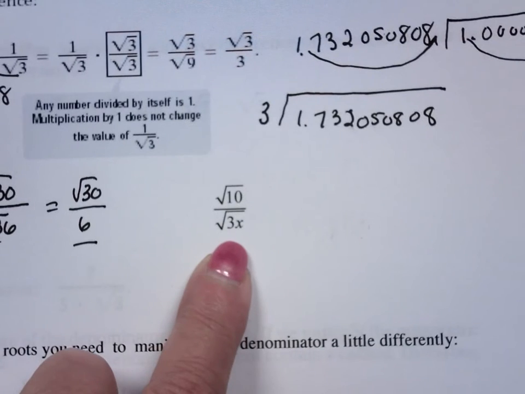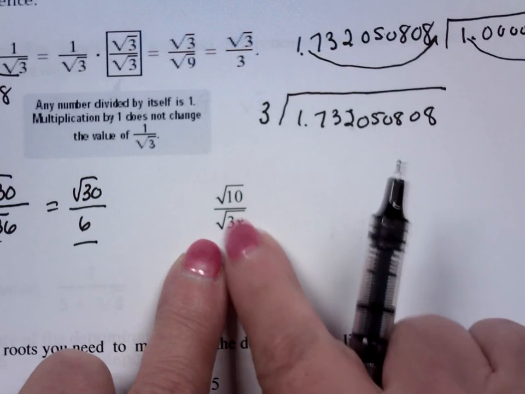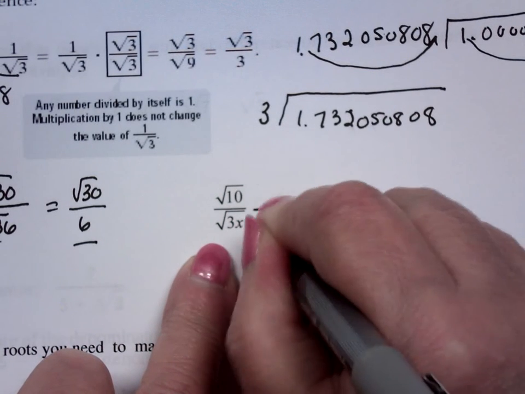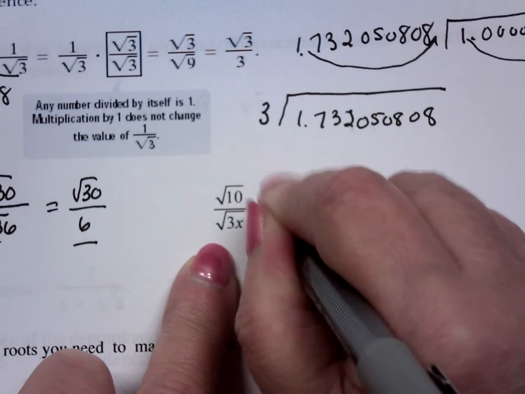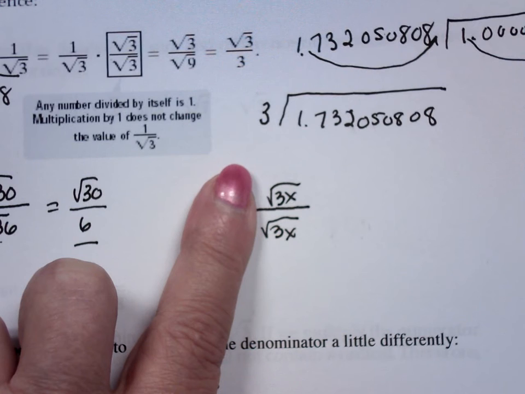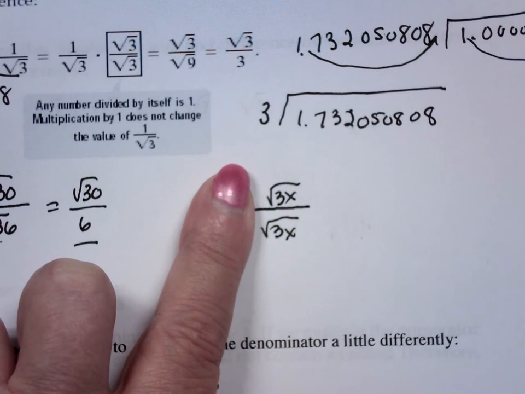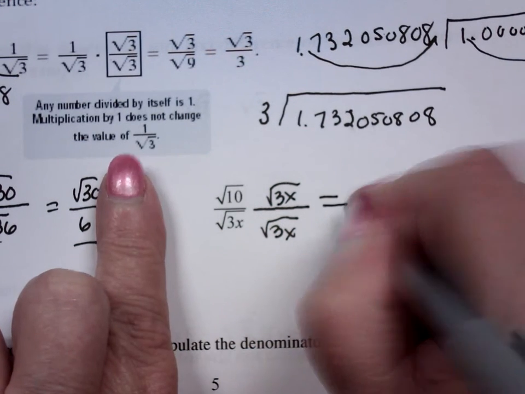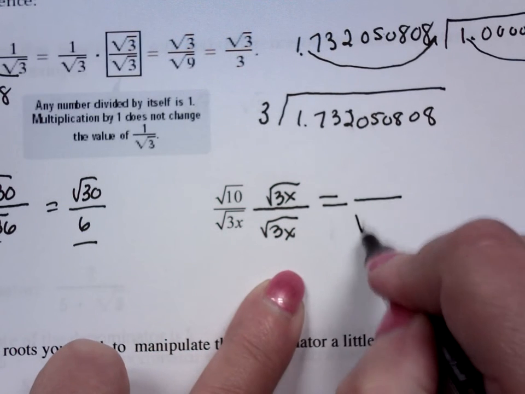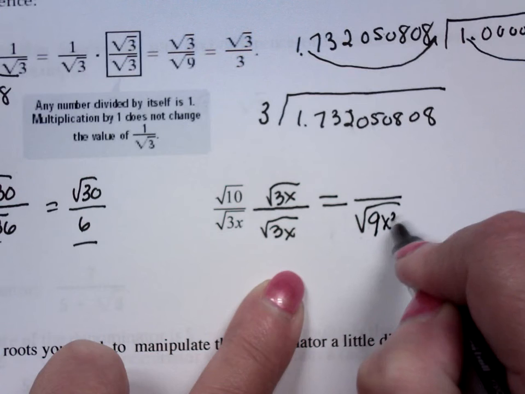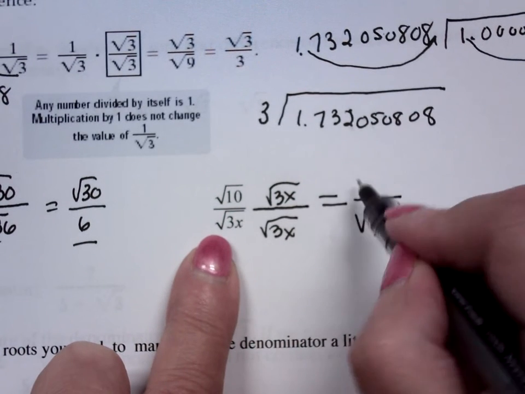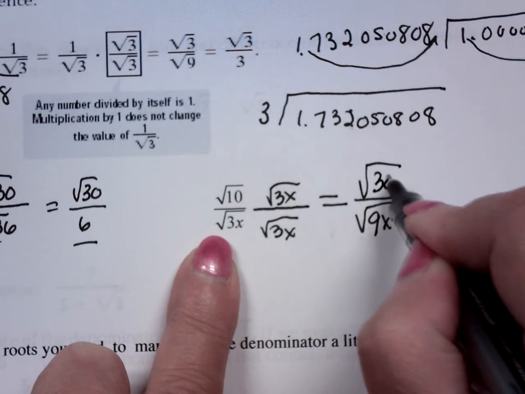Well, you're going to say, what if you have something like this? I need this to be a perfect square, so anything multiplied by itself is a square. I multiply by 1, just a 1 that changes the appearance, but not the value. Square root of 3x times the square root of 3x is the square root of 9x squared. That's a square. 10 times 3x is the square root of 30x.